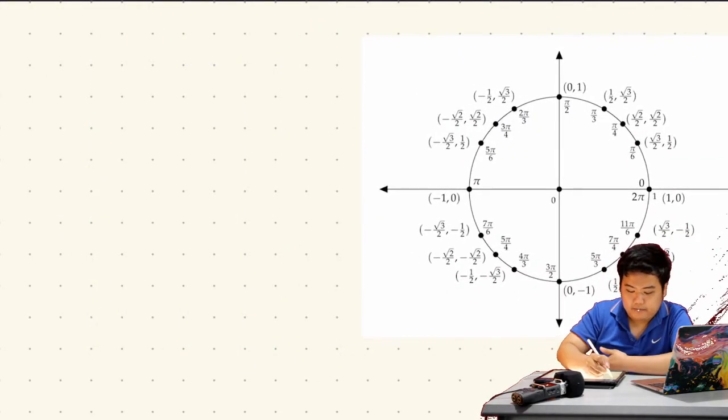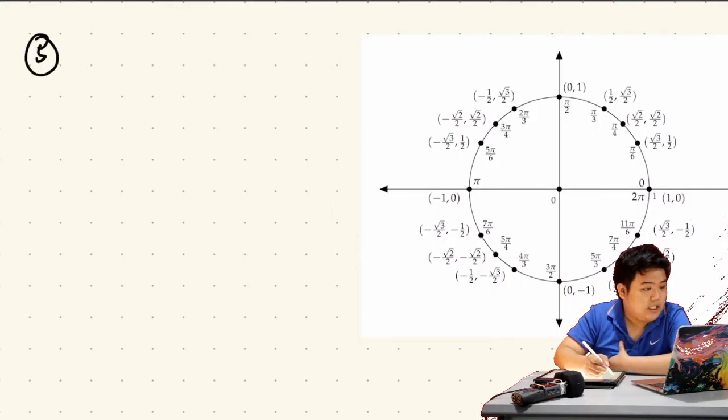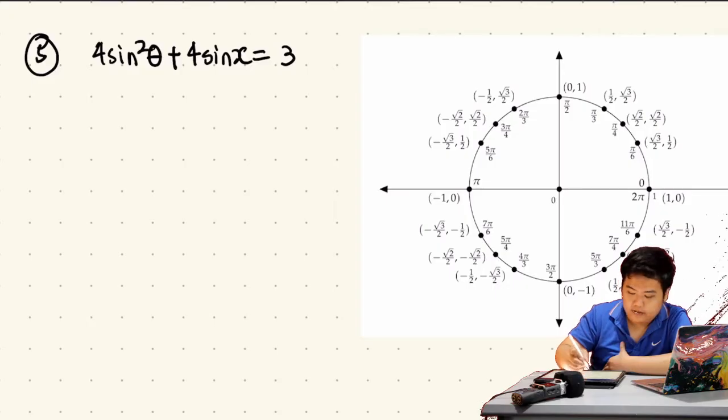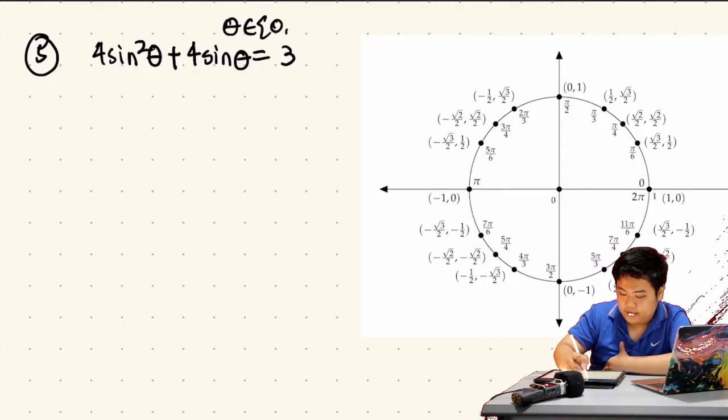Okay, so next example, number 5. Solve for theta in 4 sine squared theta plus 4 sine x equal to 3. Pero ang x natin dito ay... let's use theta na lang. Okay. Theta is 0 to 2 pi. Okay. So, yung theta mo dito lang doon naglalaro.